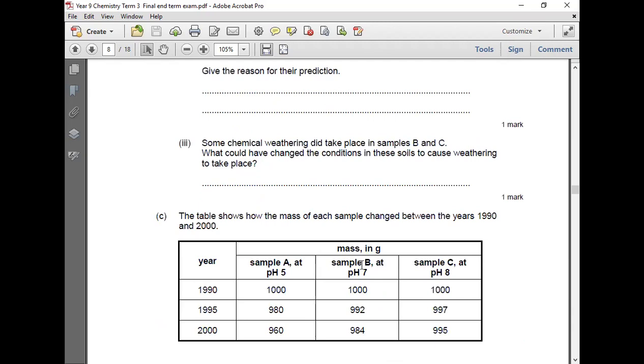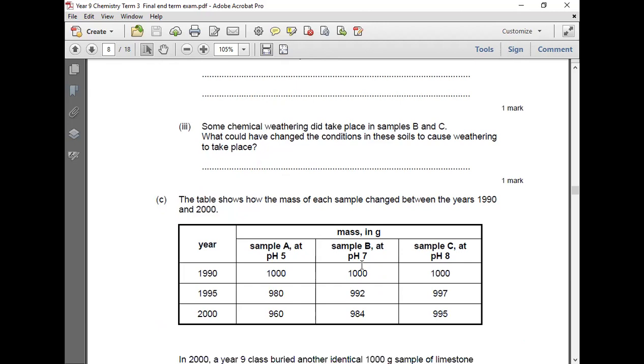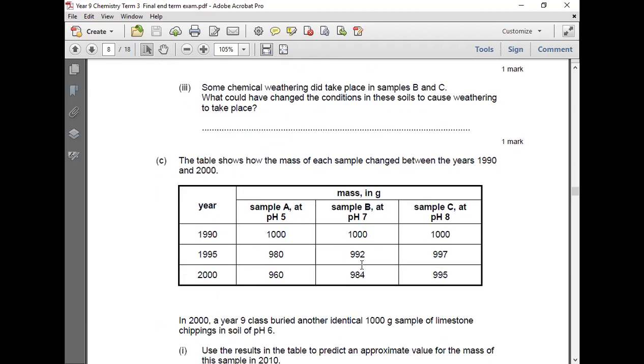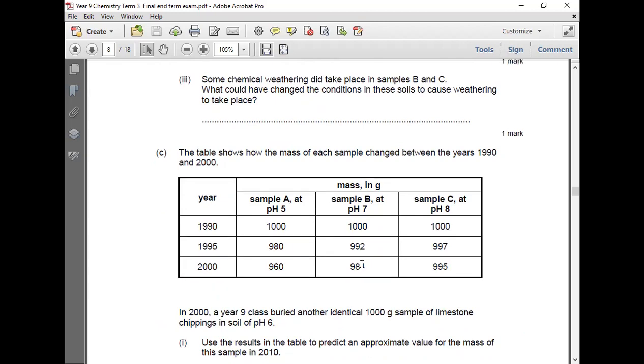Some chemical weathering did take place in samples B and C. What could have changed the conditions in these soils to cause weathering to take place? So question C, let's see. The table shows how the mass of each sample changed between the year 1999 to 2000.